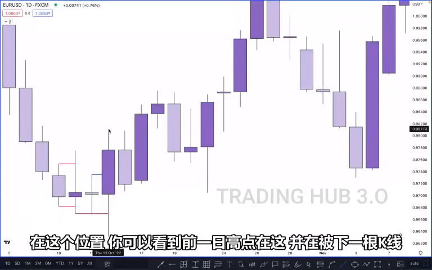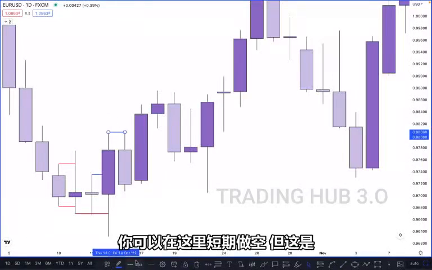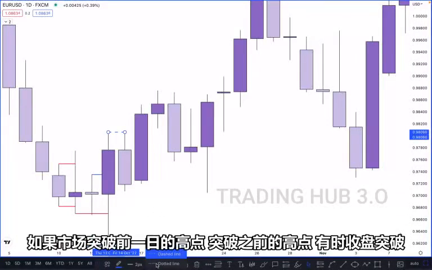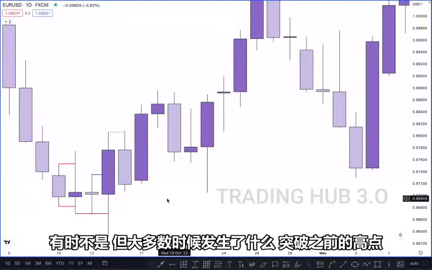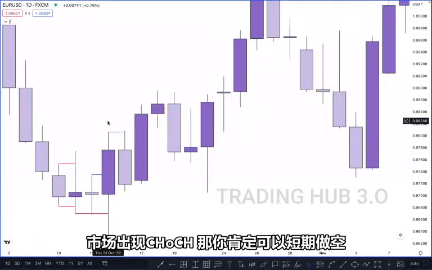At this point, you can see the previous day high is here and it is taken out by the next move. So simply you can definitely sell here for the short term. But this is our low probability setup, because momentum is bullish. If the market takes out the previous day high, breaks the previous high, sometimes closing and sometimes not, but most of the time, when the market breaks the previous high and gives you any lower time frame confirmation, as we mentioned in the 15-minute, a change of character, then definitely you can sell for the short term.